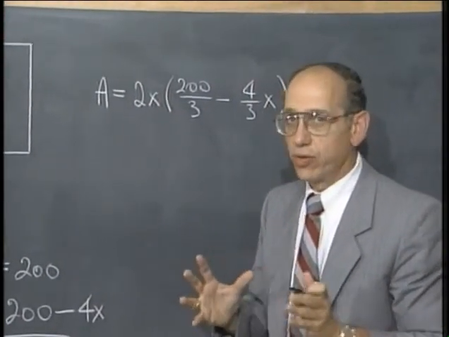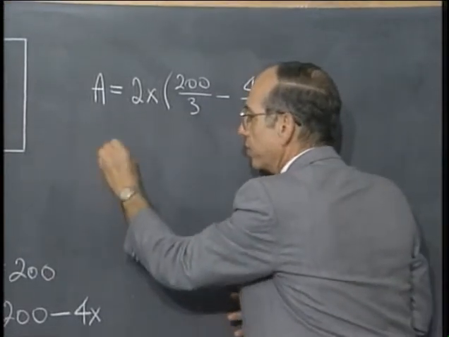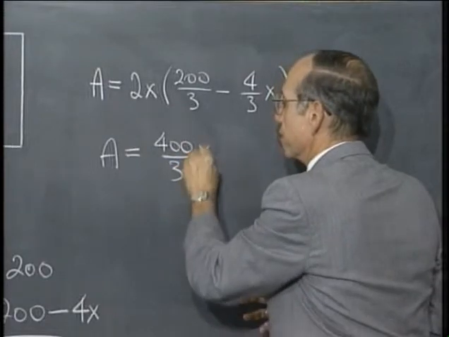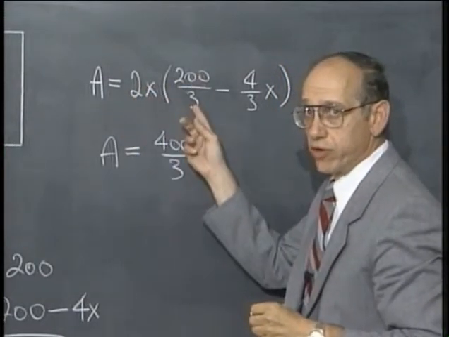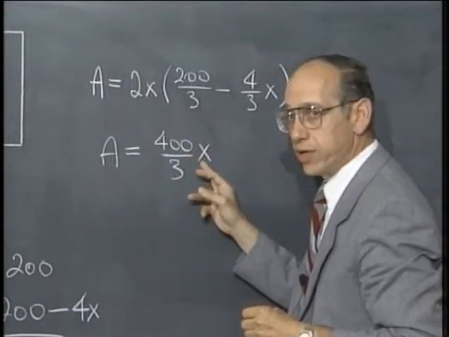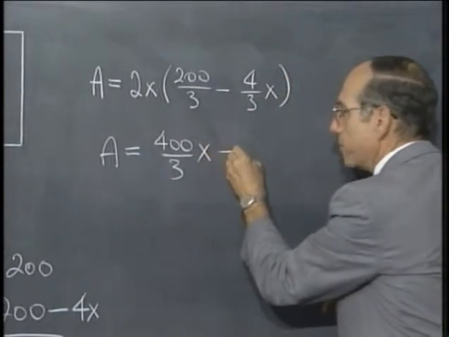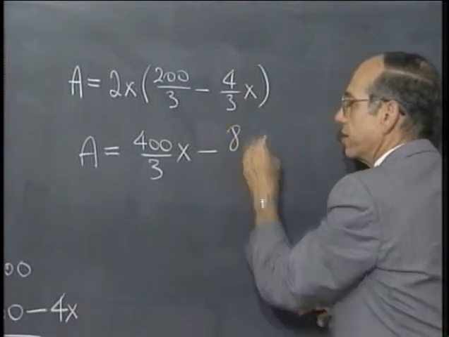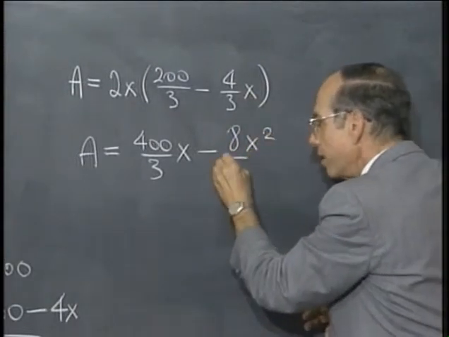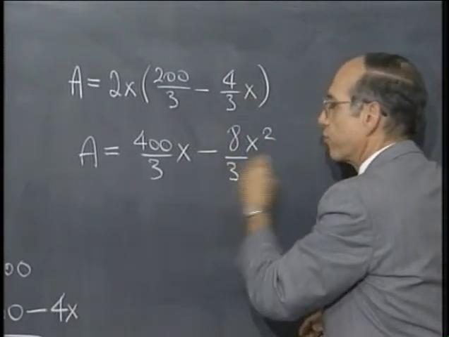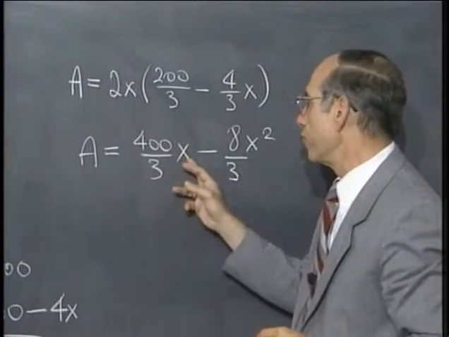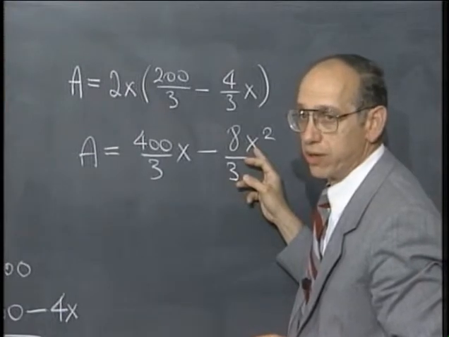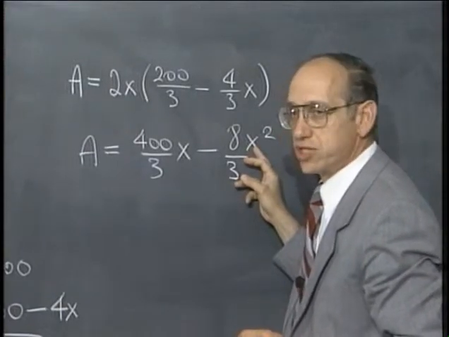Now we have the area as a function of one variable, and the problem really is easy. It's downhill all the way. We multiply out, and we get the area is 400 over 3 times x. Is that right? 2x times 200 over 3 is 400 over 3 times x. And multiplying here, we get minus 2 times 4 is 8. This becomes x squared over 3. So we have 400 over 3 times x minus 8 over 3 times x squared. The area is a function of a single variable.